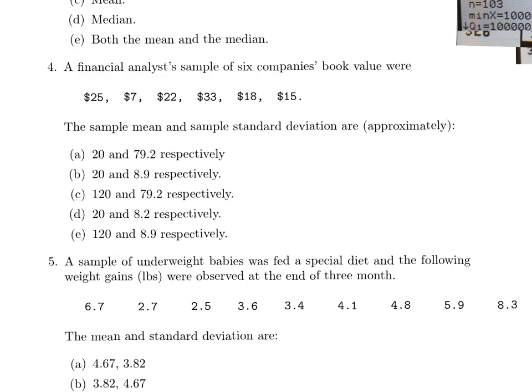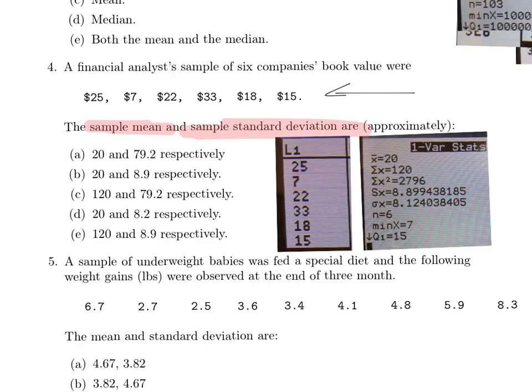Problem 4, a financial analyst sampled 6 companies' book values, and here they gave you the values. Here you need to find the sample mean and the sample standard deviation approximately. So I'll just enter this data into my calculator and get the mean and the standard deviation. Now, here the mean is going to be 20, and your calculator gives you 2 different standard deviations.